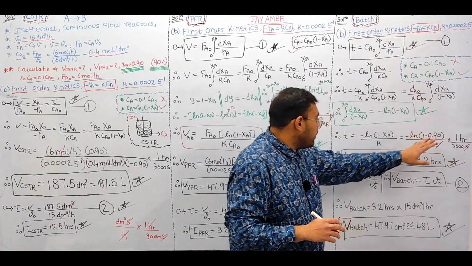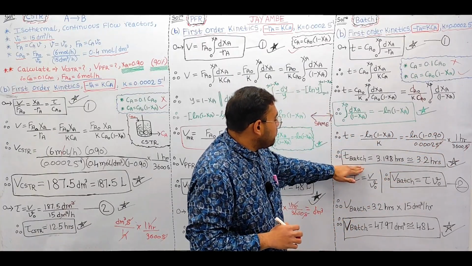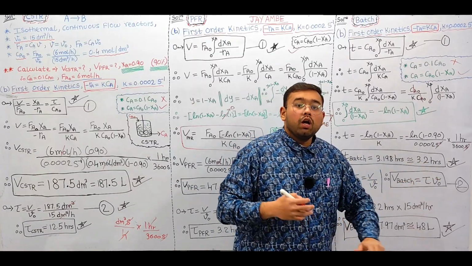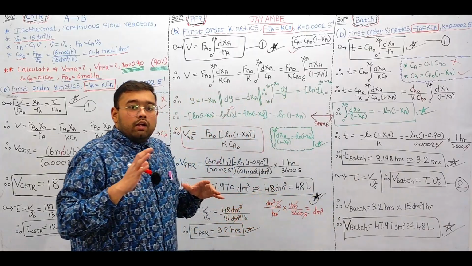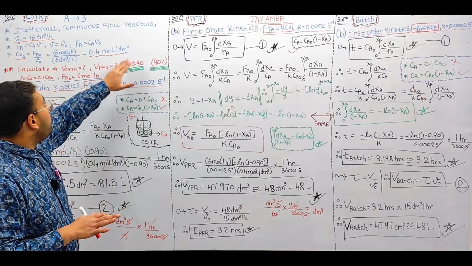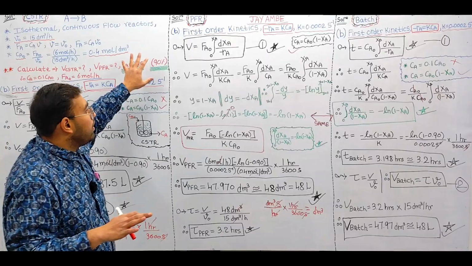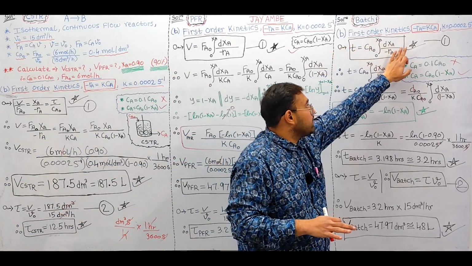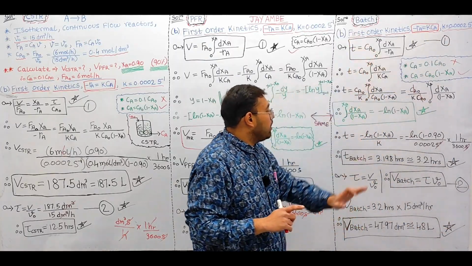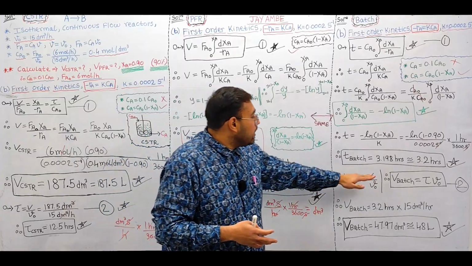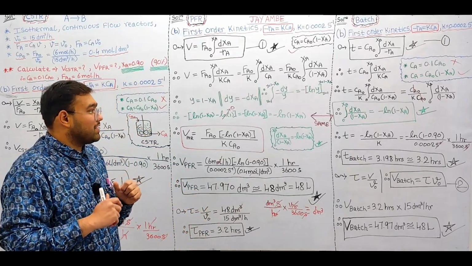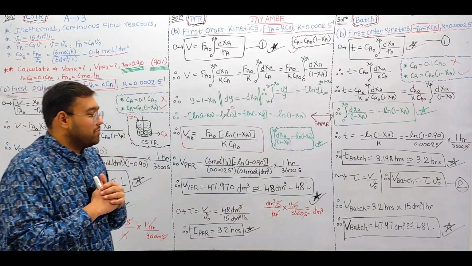Now after solving this, you will get the time required for the batch reactor is 3.198 hours, which is equivalent to 3.2 hours, which means in order to achieve the 90% conversion by keeping all the operating parameters identically the same, by using the first order reaction kinetics for the given rate law minus Ra is equal to Kca, by using the batch reactor we required 3.2 hours of time in order to achieve the 90% conversion, right? I hope you have understood.